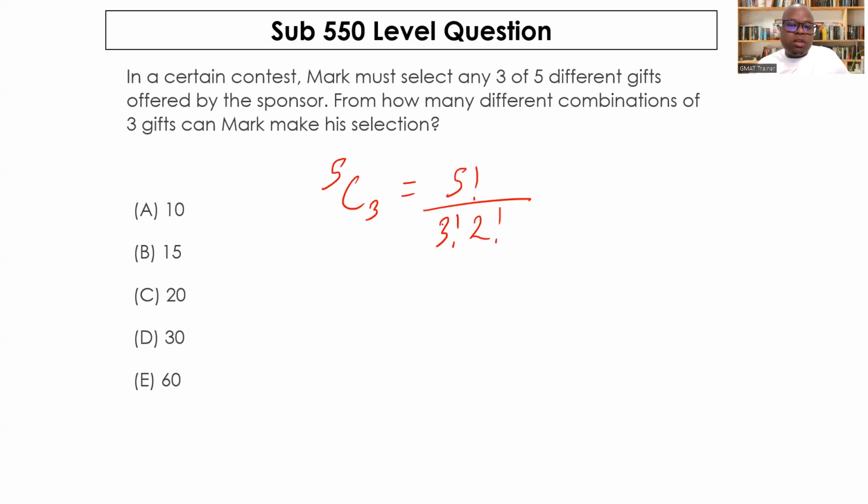This also reduces to the format that we had seen earlier. It is equal to 5 combination 2 as well, and 5 combination 2 can be solved by 5 times 4 divided by 2, which is equal to 10. So 5 combination 3 is also equal to 5 combination 2, giving you 10. So 10 becomes the answer.